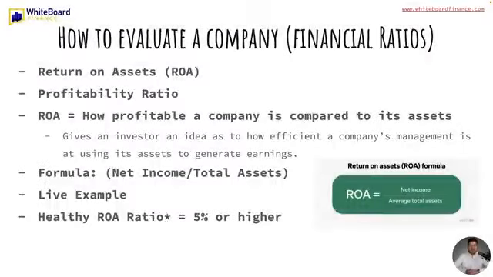Okay, so the next metric on how to evaluate a company with a financial ratio comes down to ROA. ROA is simply your return on assets. This is considered a profitability ratio. So ROA simply tells you as an investor how profitable a company is compared to its assets. This gives an investor an idea as to how efficient a company's management is at using its assets in order to generate earnings. This formula is very simple. If you just go down to the next bullet point, you can see here that it's net income divided by total assets. So we'll give you a live example right now.